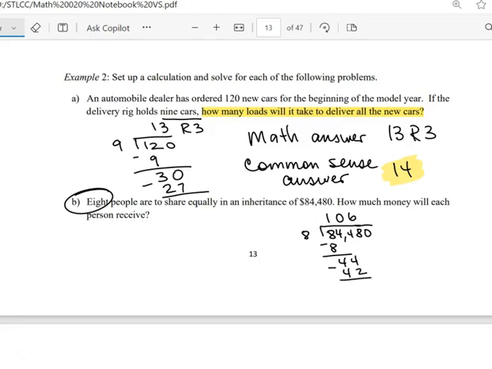42. Okay, so bring 2 down. 8 doesn't go into 2. Oh yeah, that's the remainder. 28. 8 goes into 28 3 times. 24. And then you got 4 and 40. And 8 goes into 40 5 times, and that would give you a 0. 10,560... 10,635.